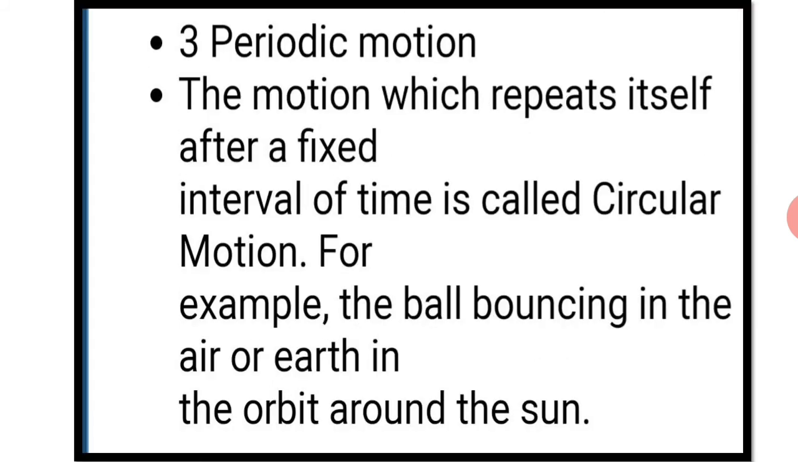Now, next is an object which repeats its motion after some time. This type of motion is called periodic motion. It repeats after a fixed interval of time. For example, a ball bouncing, or the earth in its orbit around the sun.